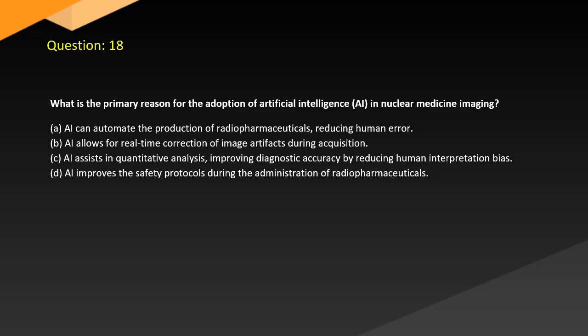Question 18. What is the primary reason for the adoption of artificial intelligence (AI) in nuclear medicine imaging? A. AI can automate the production of radiopharmaceuticals, reducing human error. B. AI allows for real-time correction of image artifacts during acquisition. C. AI assists in quantitative analysis, improving diagnostic accuracy by reducing human interpretation bias. D. AI improves the safety protocols during the administration of radiopharmaceuticals.